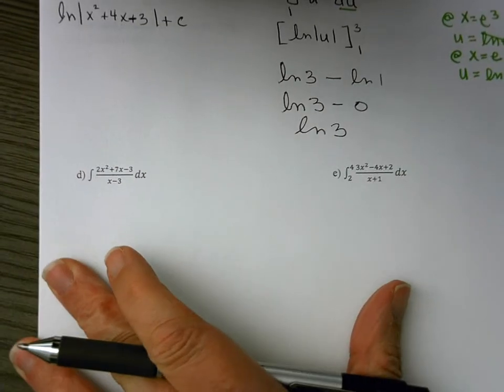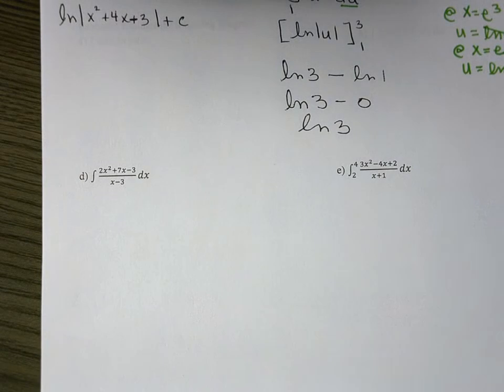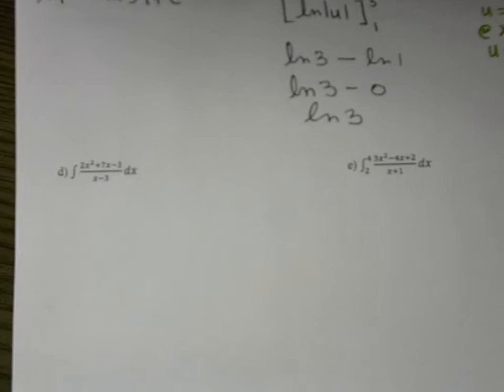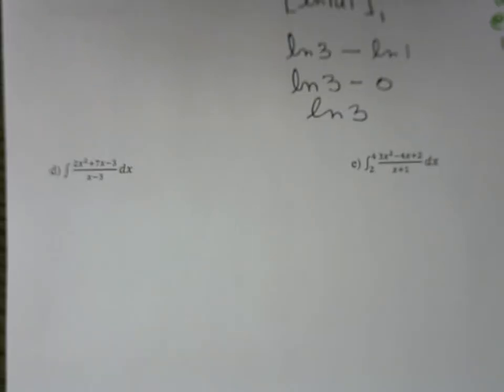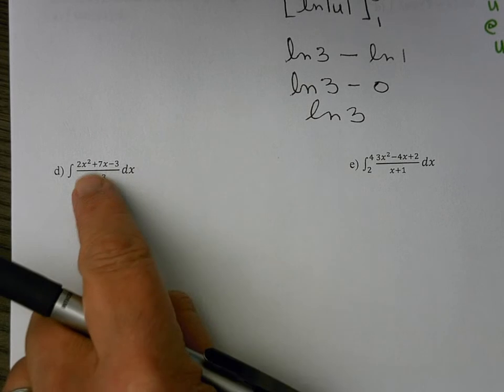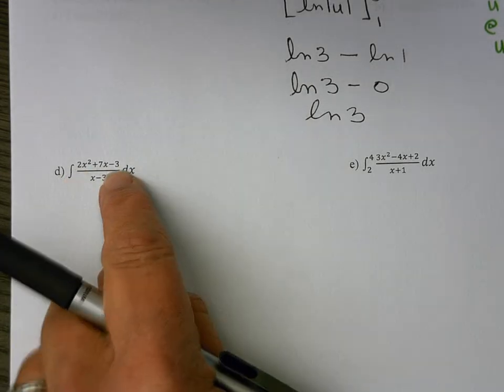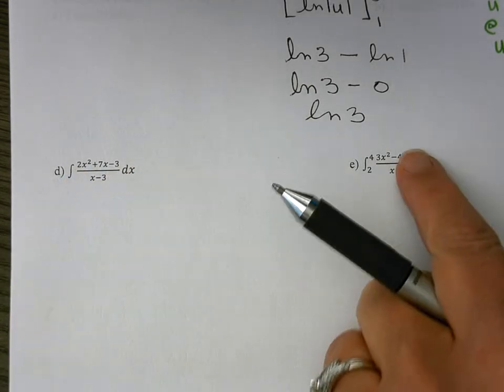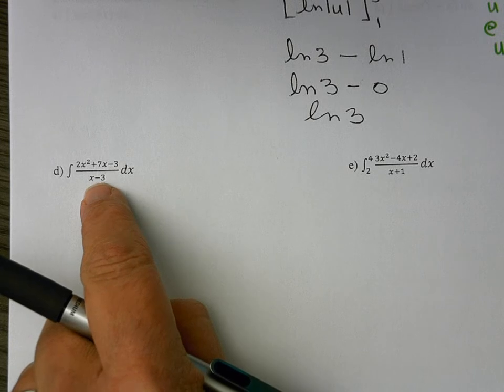All right, so D and E. This is where long division comes in handy. Sorry, got distracted. This is where long division comes in handy. Why is that? Because I have an improper fraction. So my numerator here is a higher degree than my denominator. This one also. So that means I need to do long division.